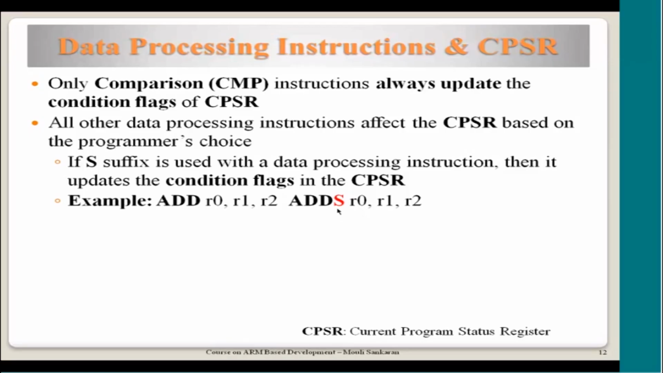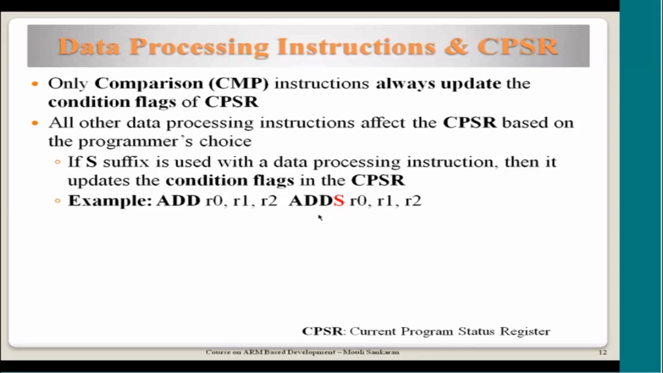But if S is not there in the instruction, if it was only add, even though R0 has 0 contents and it is supposed to affect the zero flag, this instruction will not change the value. What I mean by that? Suppose prior to this instruction's execution, the zero flag was set or clear, it doesn't get changed because of executing this instruction. So the old values of CPSR remain the same.